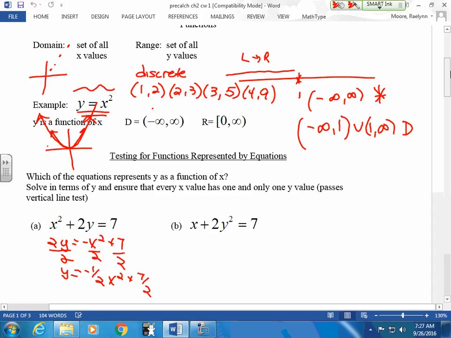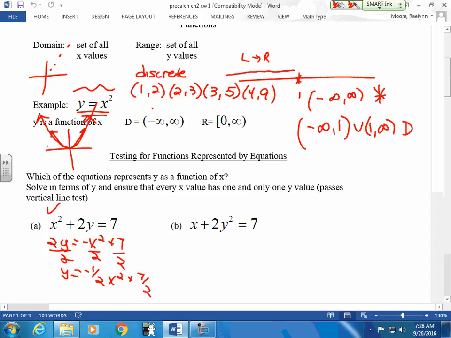What is this going to look like if I graph this? Think back to your transformations. It's going to look like a parabola, and it's going to turn upside down because of this negative. So again, does that pass the vertical line test? Absolutely. So this guy is a function.